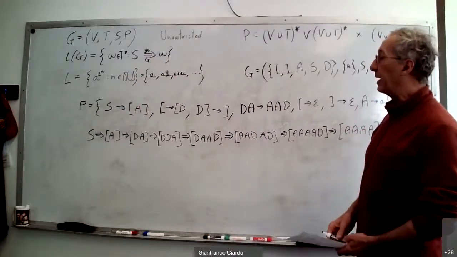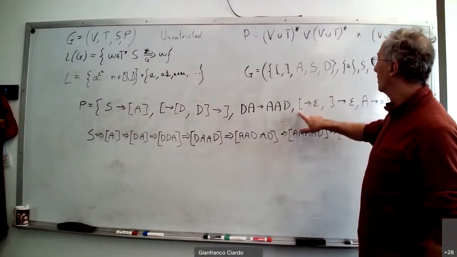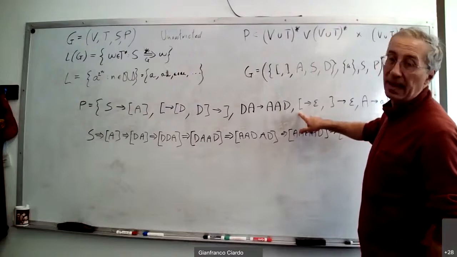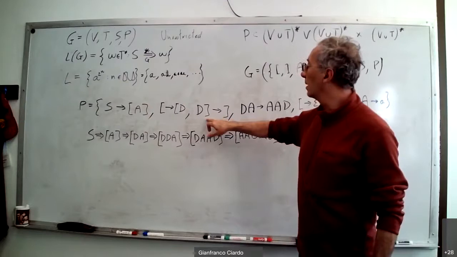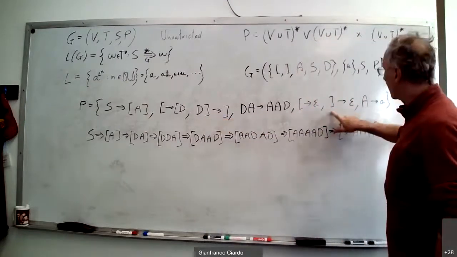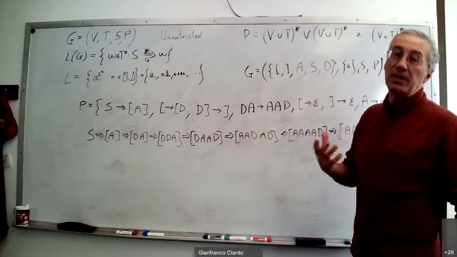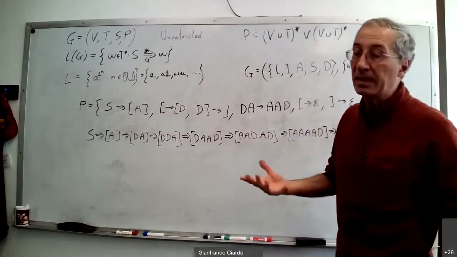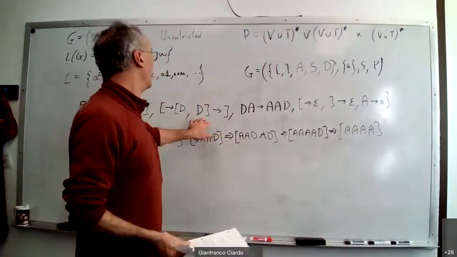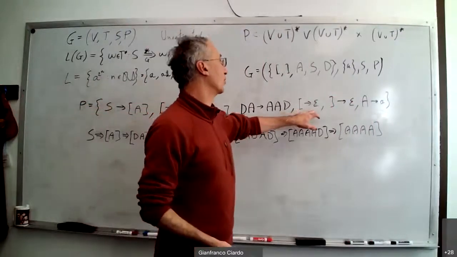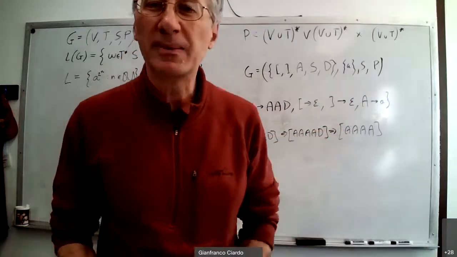And then the only other thing is, well, I could apply this one anytime. But if I apply the right bracket goes to epsilon while I still have some D's, then those D's will not disappear. But that's okay. That just means that I should have applied first D right goes to right, and then the right goes to epsilon, and not this one first. But if I do that, then I don't generate a string.